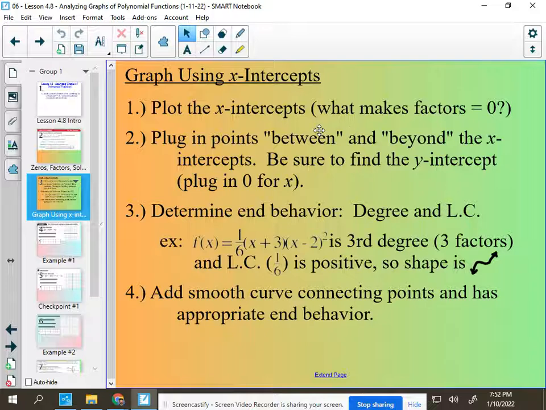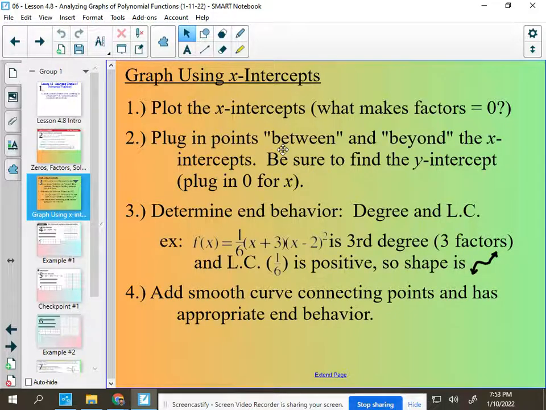So basically, how does it work? You plot the x-intercepts, you start there. Sometimes we'll be able to jump right to it. Today, I think the first two graphs I give you are already factored, so that's awesome. We're going to plug points in between the x-intercepts. Sometimes there's more, sometimes there's less. It all depends on how close your x-intercepts are together.